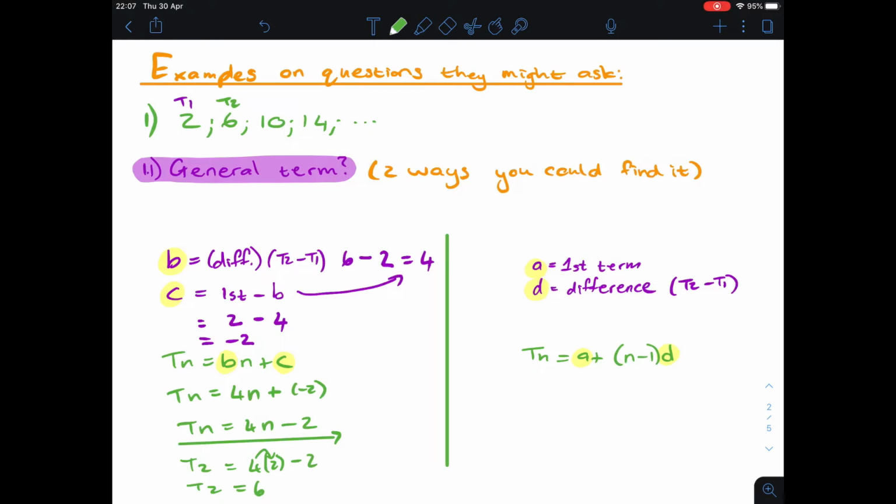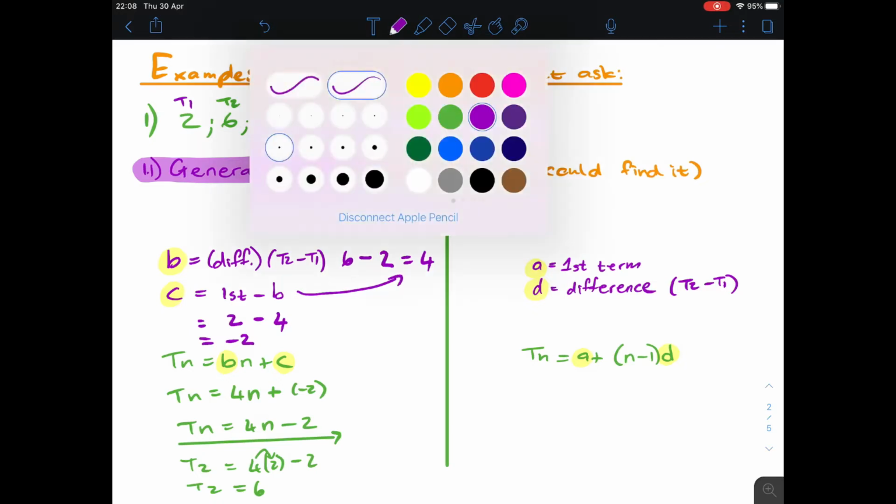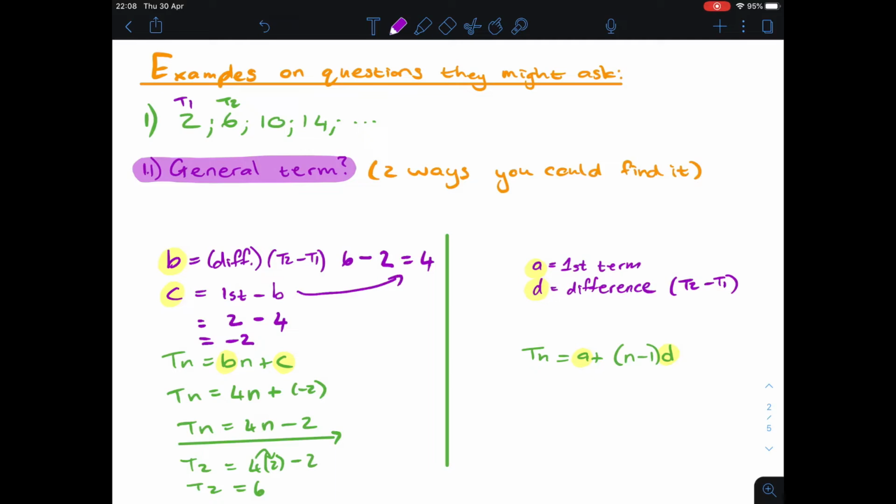So you can always check if you actually got this completely correct. Then the second way to do this is a bit more of a difficult formula to remember, and it involves an A and a D. So A stands for the first term. Also, if you think about it alphabetically, you go A, B, C, D, and so on. We know that our first term is actually 2. So T1 is 2, and already I have the A value.